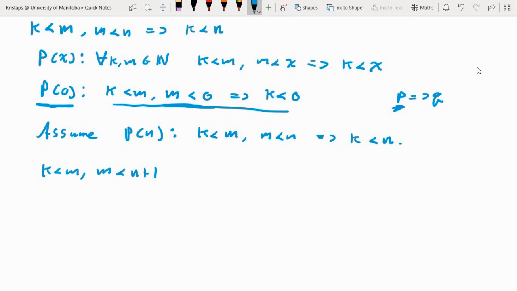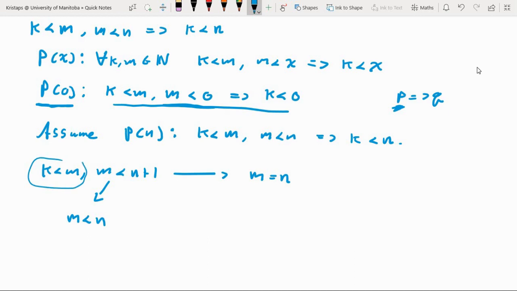Well, we know from part 2 of the previous lemma, there's only two possibilities when m is less than n plus 1. Either it's the case that m is less than n, or it's the case that m is equal to n. So what happens when m is less than n? Well, now we can apply the induction hypothesis, right?